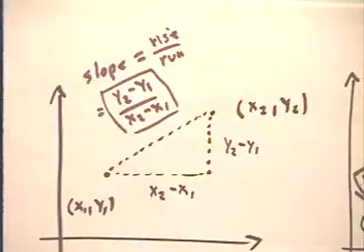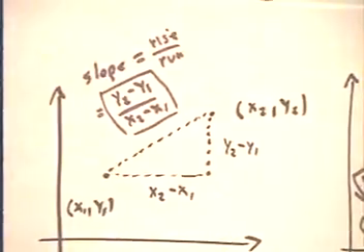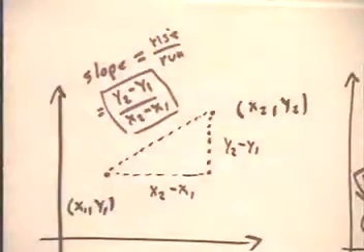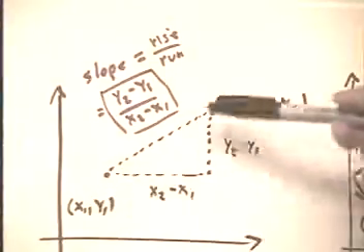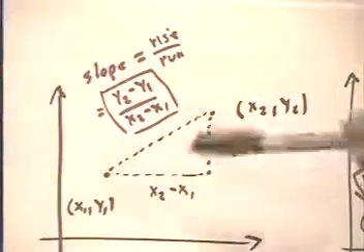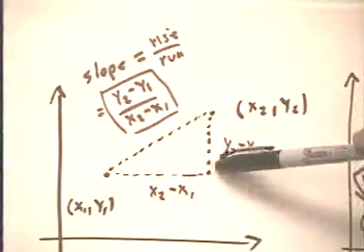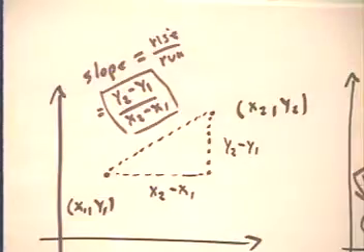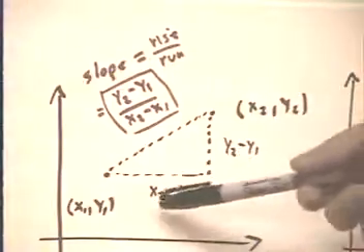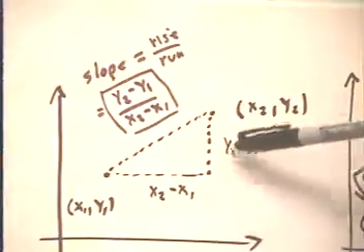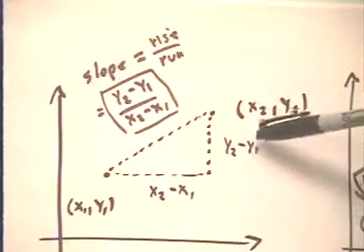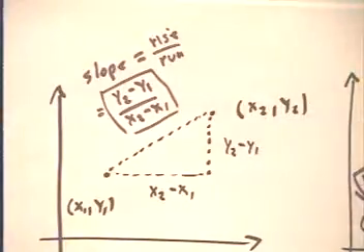Recall the so-called fundamental triangle between the points x1, y1 and x2, y2. These 2 points. The triangle has sides parallel to the x-axis and the y-axis. The side parallel to the x-axis has length x2 minus x1. The side parallel to the y-axis has length y2 minus y1.